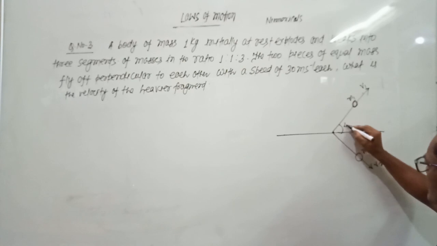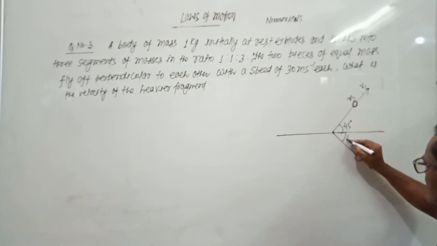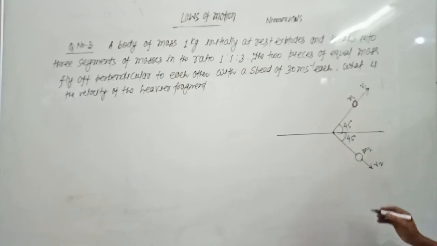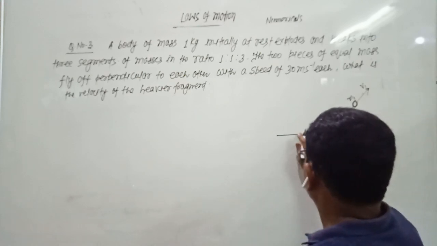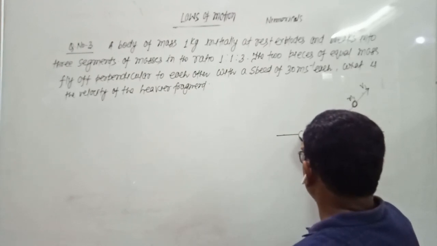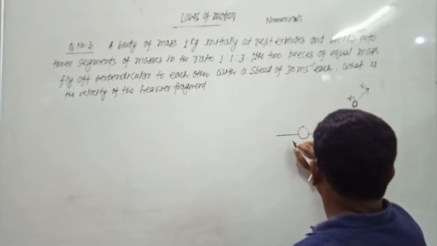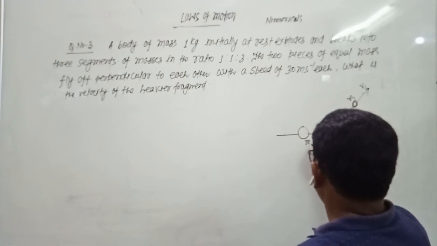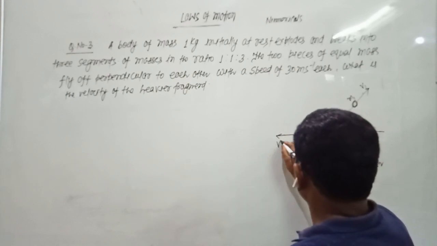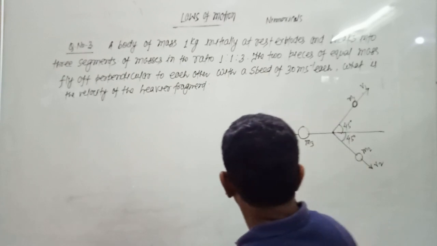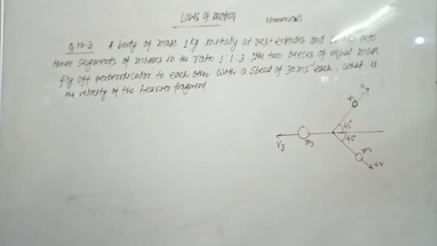Means this angle is 45 degrees and this angle is also 45 degrees. And the third mass M3 moves in the opposite direction. This is the heavier mass, represented by M3, and its velocity is V3. So we have to calculate the velocity of the heavier mass.